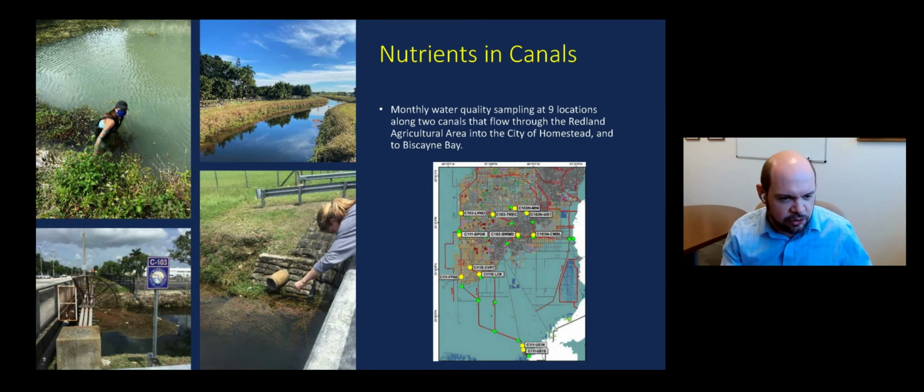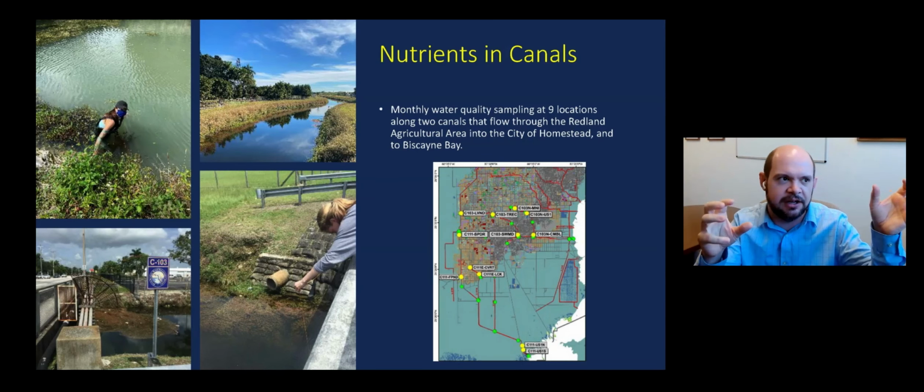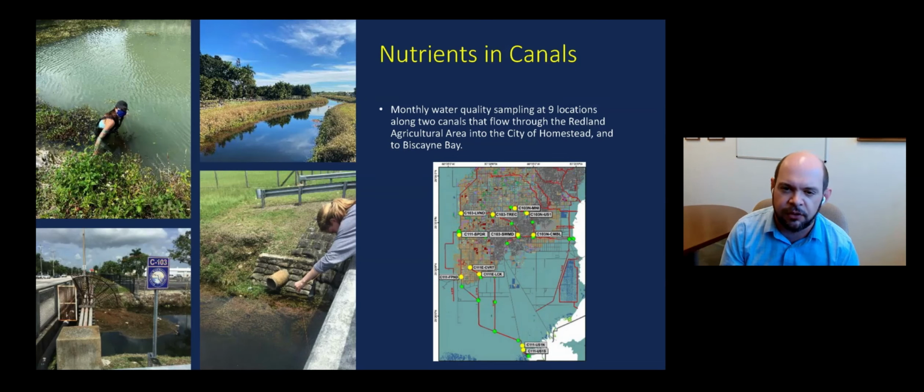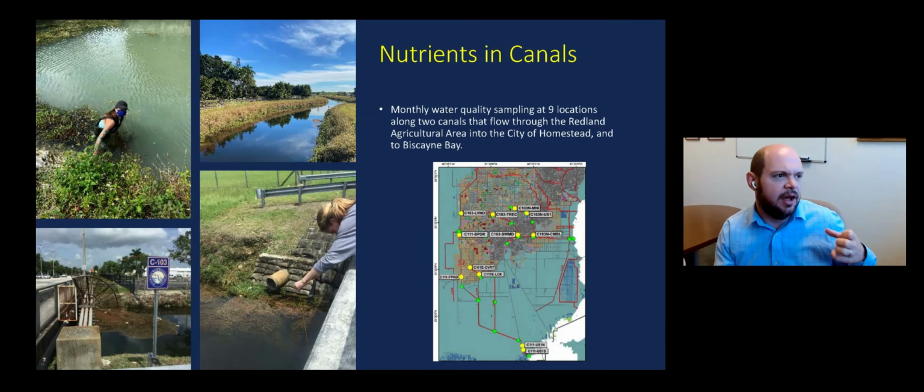And so Ashley and her group have set up monthly water quality sampling at 9 canal locations along 2 major canal networks that flow through a Redland agricultural area, through the city of Homestead, and into Biscayne Bay. Looking here at the map, you can see that the light green is more naturalized area, the orangish is agricultural, and then we see the built-up area here as well. I'm not going to get as in depth into this study because it's still kind of in the infancy of figuring out what's actually going on.